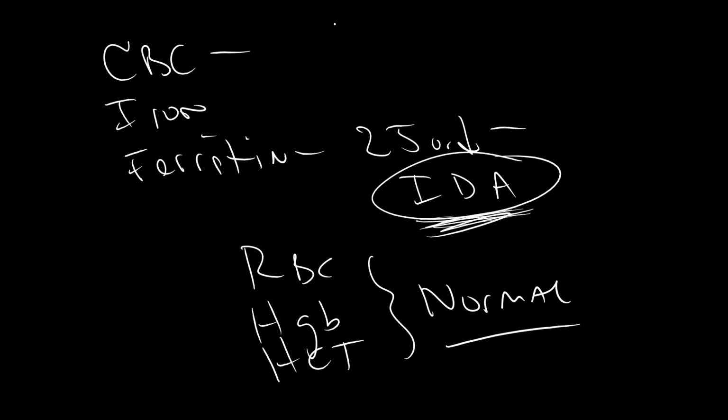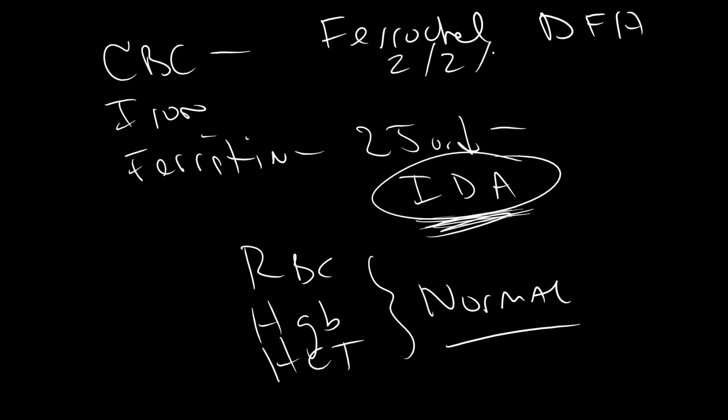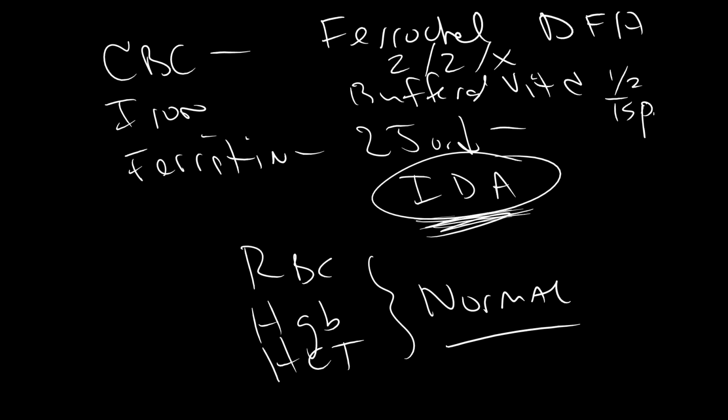And our iron protocol looks like this. We use Ferrikeel. I use it from Designs for Health. It's the best thing I've ever seen to work with this. I dose it as 2 in the morning and 2 at noontime, and I have them take a form of buffered vitamin C, not liposomal, buffered C. I dose this at a half teaspoon with each dose of the Ferrikeel. Keep in mind that you have to take that to bowel tolerance.